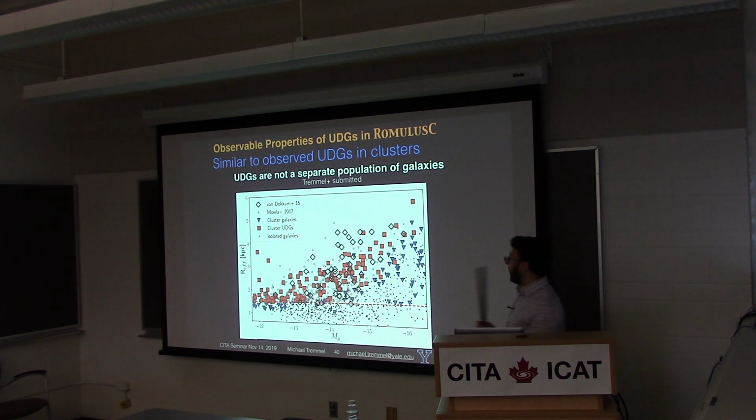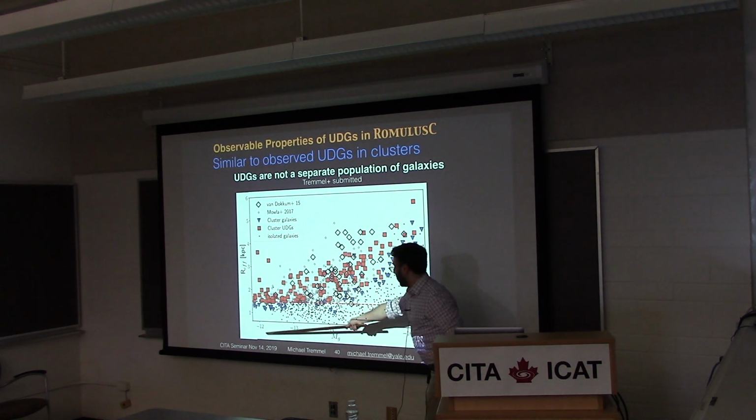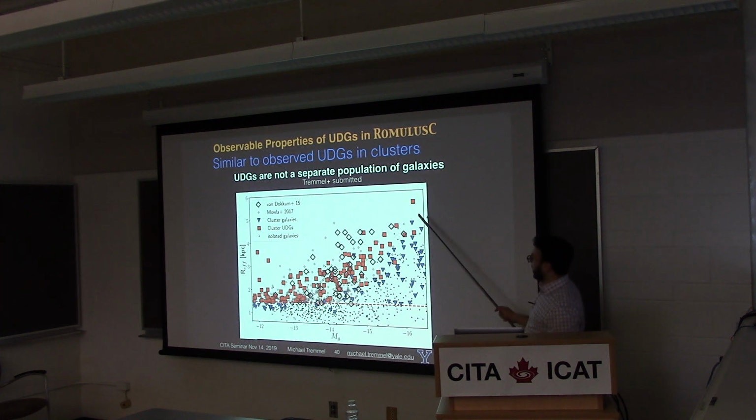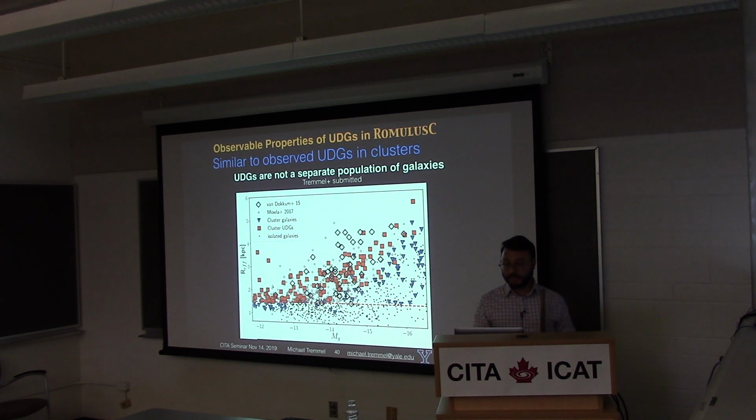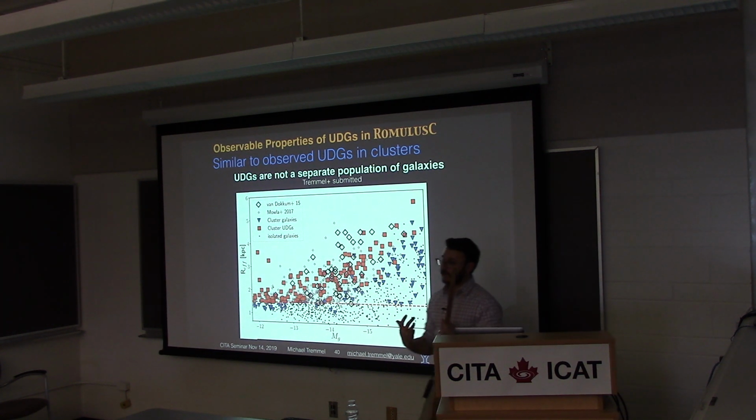The same can be said looking at effective radius as a function of G-band magnitude. Again, we see the similar relationship as the observed ultra-diffuse galaxies, and compared to the ambient population, the UDGs are really just a continuation of this population to larger sizes for a given G-band magnitude. So there doesn't seem to be any real separation of the ultra-diffuse galaxy and non-ultra-diffuse galaxy populations.